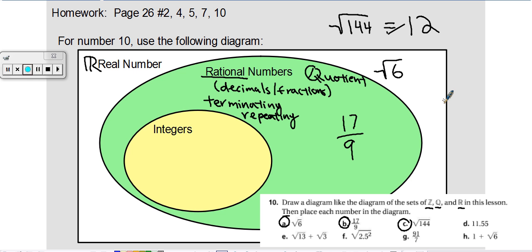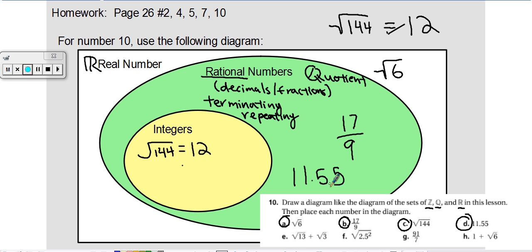So where does 12 go? I know 12 is a real number, but I also know it's a rational number because I can write it as a fraction. It's 12 over 1, or 24 over 2, or 36 over 3. But it's also an integer because it is a positive counting number, which are part of the integers. So 12, or root 144, goes here because root 144 is 12. This next one, 11.55, it is a what kind of number? A decimal. 11.55, and decimals go under rational.